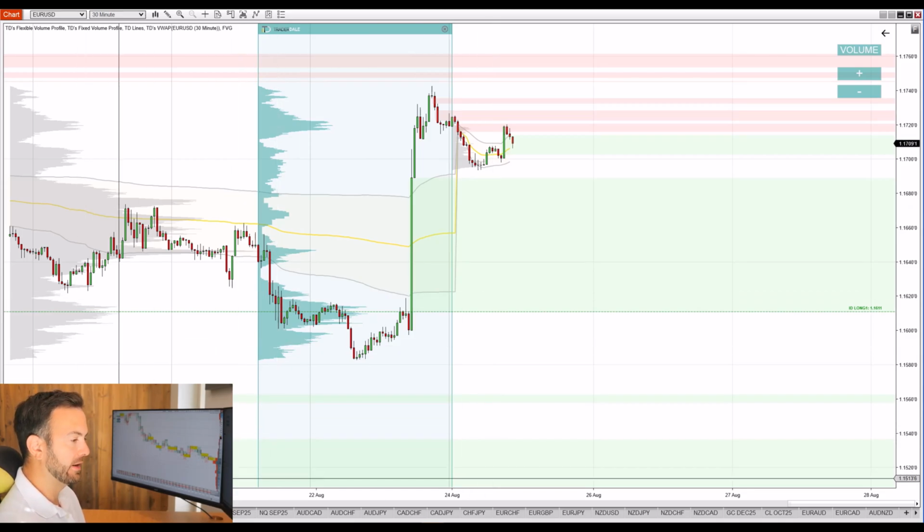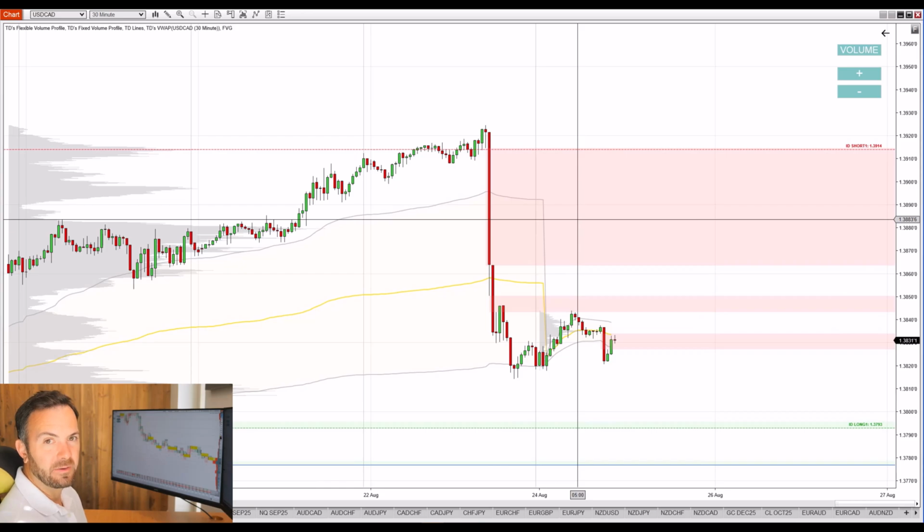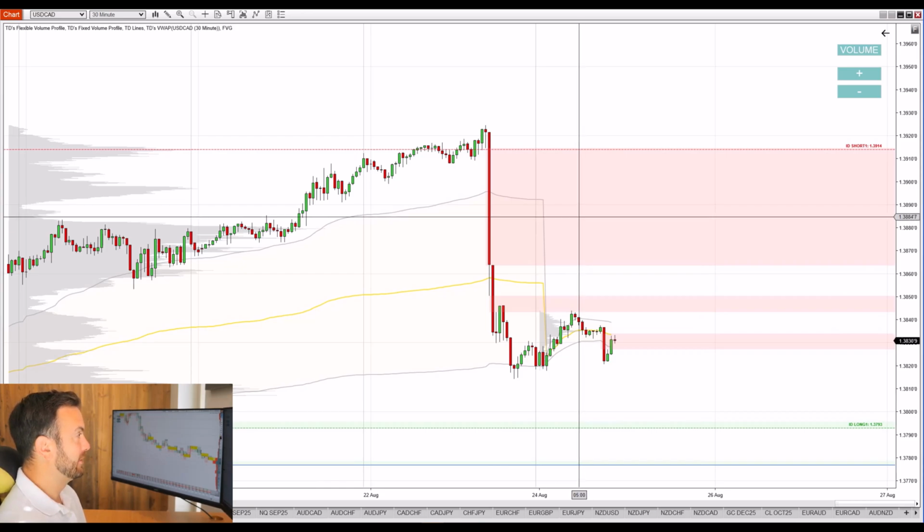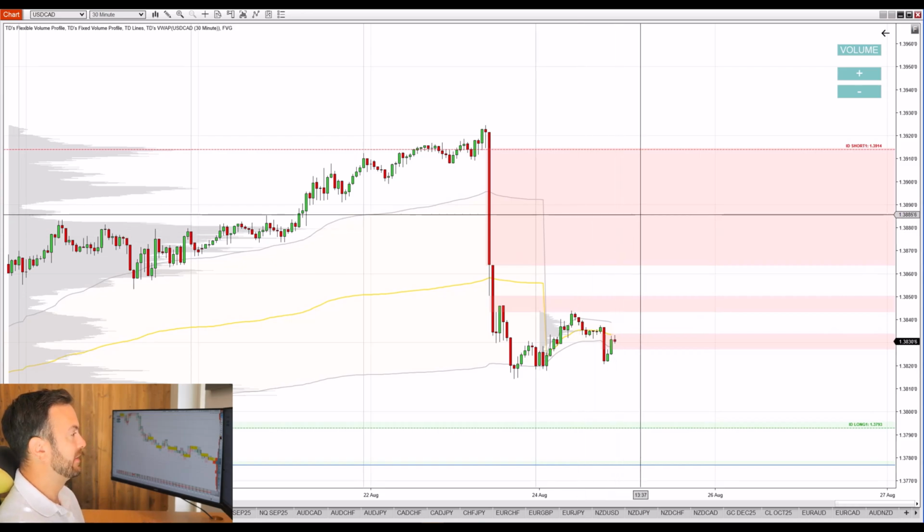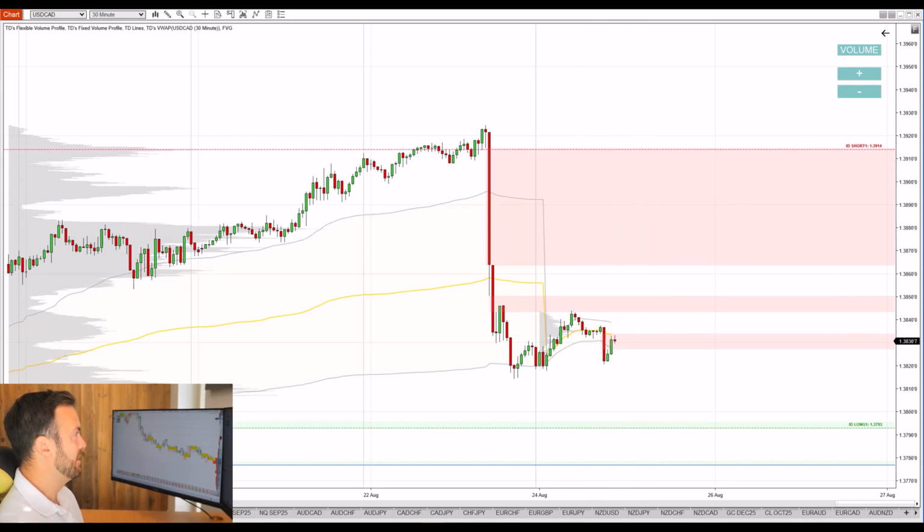Let's now check out the next trading idea, which will be on the US dollar, Canadian dollar. In here, the scenario is very, very similar to what we saw on the euro, only in this case it is reversed. So in this case it is a short trade scenario.